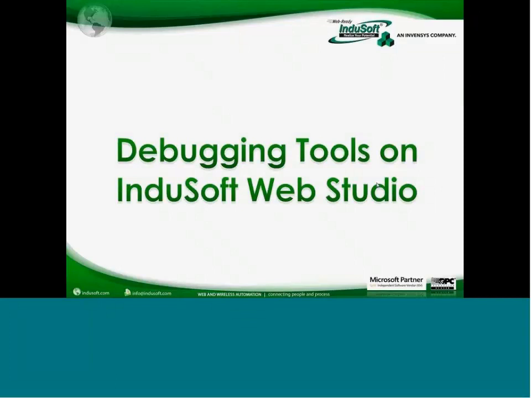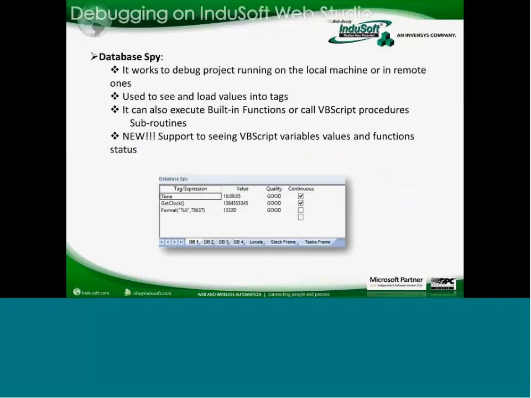So before getting into the debugging tools specific for the VBScript, we can see how we can take advantage of the debugging tools that we already have on InduSoft Web Studio. If you're familiar with the product, you probably have seen already our database spy. That's pretty good because you can check the values of tags without needing to put a display together, to put an object on the screen just to check the value of a tag when you're doing a calculation, stuff like that. So you can put that tag on the database spy.